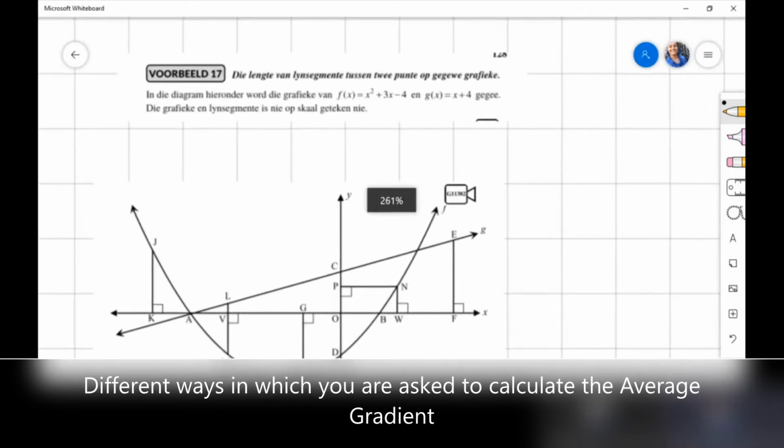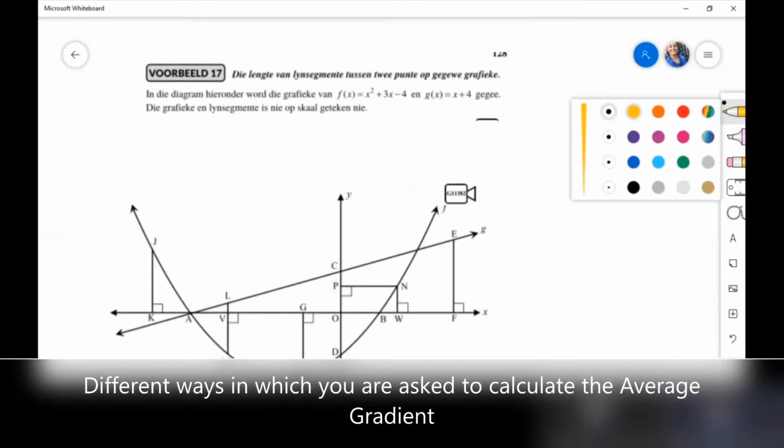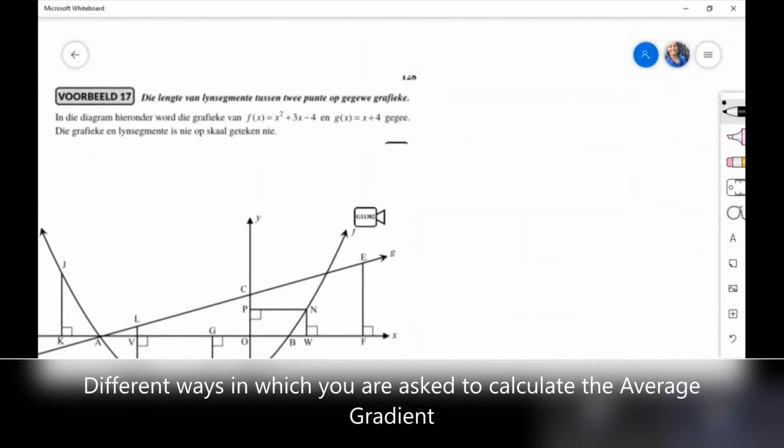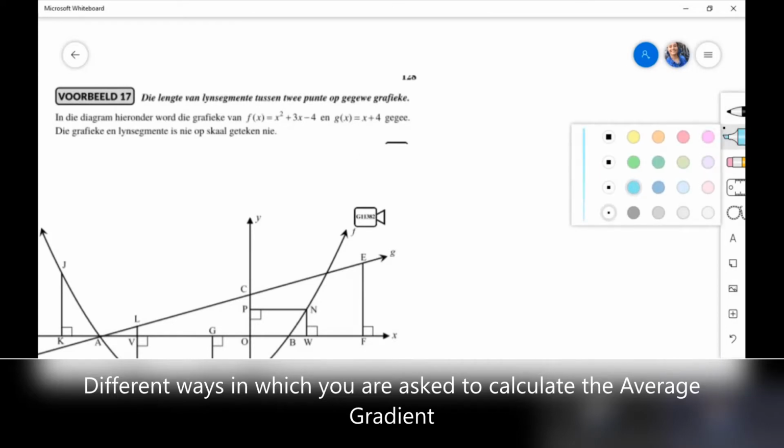We have a function f of x. And we know that we can solve f of x, making it equal to 0, which will allow us to get coordinates A and coordinates B. That's all I'm interested in for now, for the purpose of explaining your average gradient.